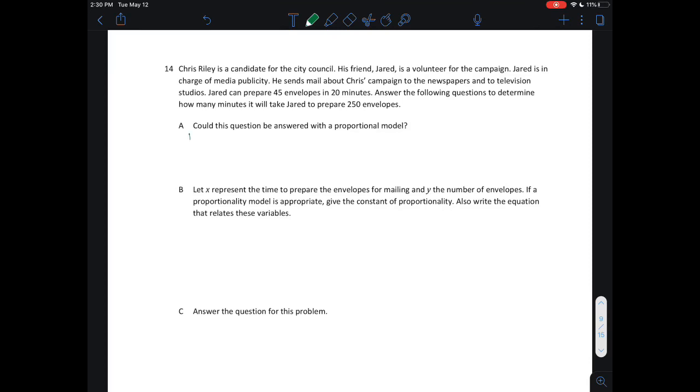So, yes, if Jared works at a constant rate. We need something that we can depend on. He works at a constant rate. If he's starting and stopping and taking breaks, maybe we can't depend on that. So part B, let X represent the time to prepare the envelopes for mailing and Y be the number of envelopes. If a proportionality model is appropriate, give the constant of proportionality.